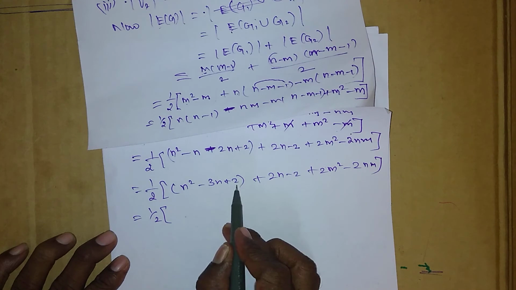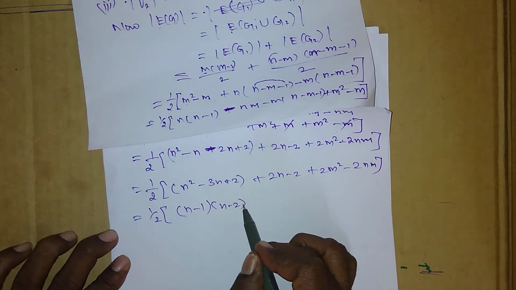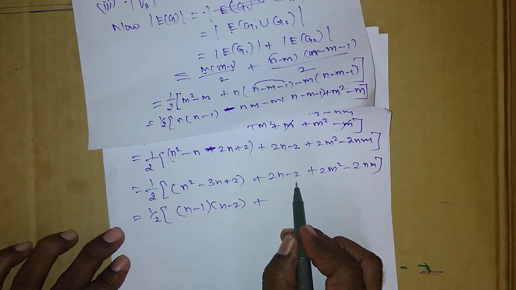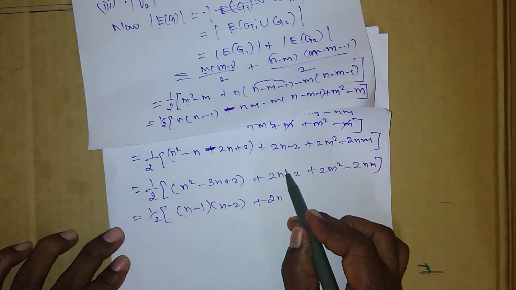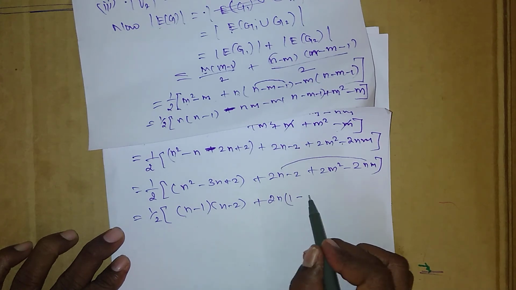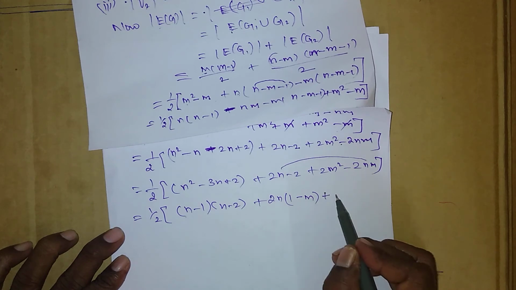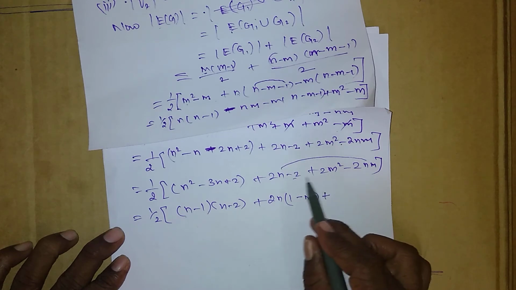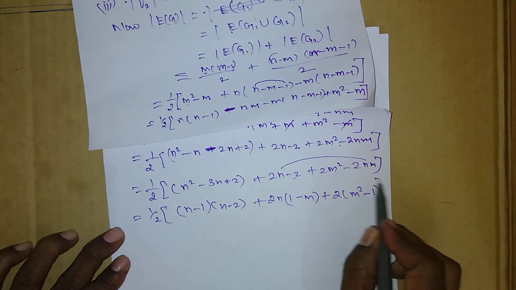This is nothing but, this n square minus 3n plus 2 is factorized, we get n minus 1 into n minus 2, plus taking 2n minus 2, here I am taking 2n outside. Comparing these two, when taking 2n outside, 1 minus m, 1 minus m plus, comparing these two, I am taking 2 outside, m square minus 1.